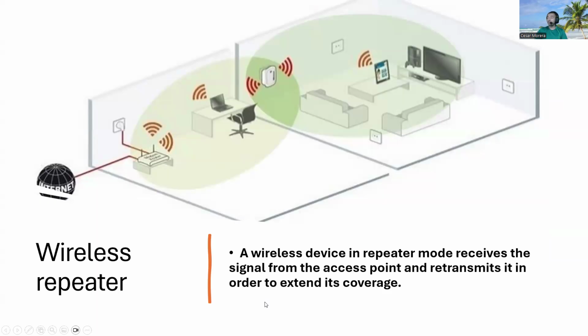Okay, so let's continue moving forward with the next one. And we have a repeater right there. Let's take a look at this picture. This is a repeater. So it will extend the signal from one room to the other, so they have more reception, a better reception per se. Let's go ahead and clear the drawing and read the specific definition that we have over here. A wireless device, in this case, is a repeater. It receives the signal from the access point and retransmits it in order to extend its coverage. That's what a repeater does. That is one of their functions.